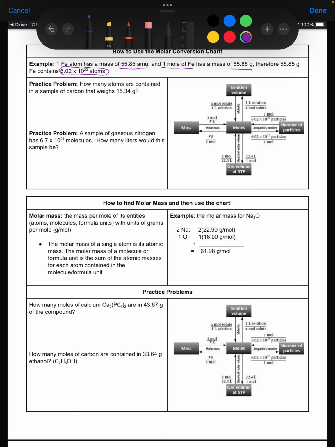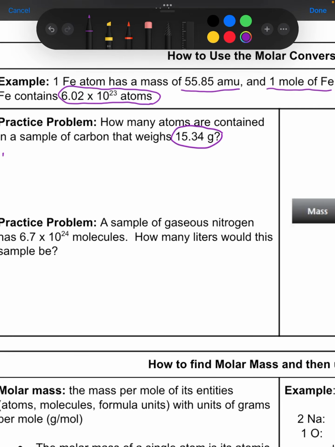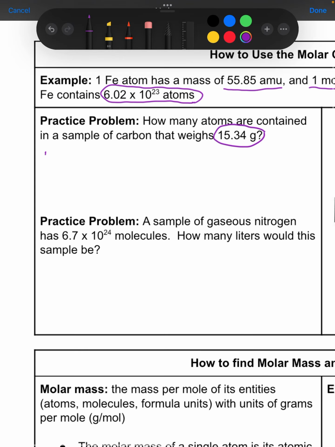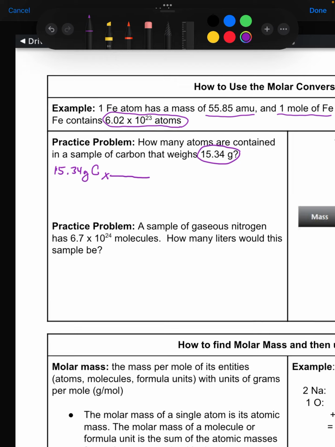So our practice problem, wherein we are going to practice using this chart, is: how many atoms are contained in a sample of carbon that weighs 15.34 grams? And we're going to do this using a simple conversion. We always want to start with our given number. Let me zoom in a little bit. Our given number is 15.34 grams, and I'm also going to put carbon there. I want to know how many atoms are contained in that sample.